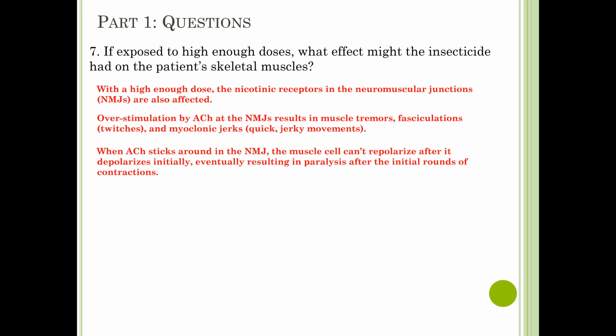And so when acetylcholine sticks around in the neuromuscular junction, because remember, the insecticide is blocking acetylcholinesterase, so acetylcholine is going to stick around for too long. It's going to activate the nicotinic receptors on the muscle cell, and the muscle cell is going to have an action potential and be excited, but then it's not going to be able to repolarize after that initial depolarization. So after you have these initial muscle symptoms from the rounds of muscle contractions, you'll then fall into a state of paralysis where the muscles cannot contract a second time.